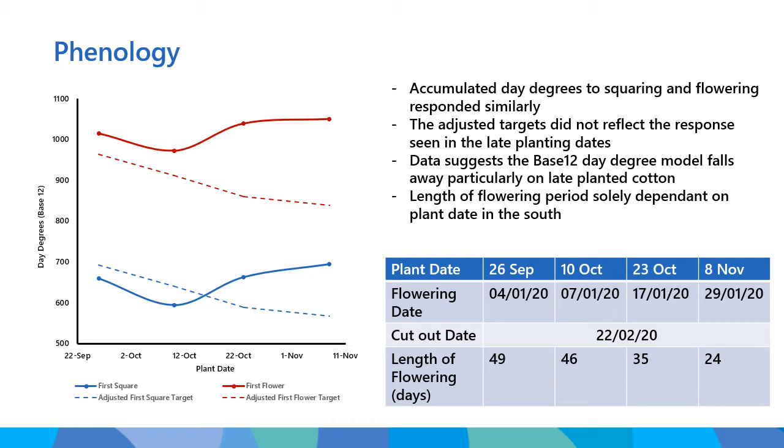The length of flowering period is solely dependent on planting date here in the south. We chose a cutout date early February to try and knock our cotton on the head. It was going along pretty smoothly and didn't really want to pull up, and had to give it a second cutout rate, which was on the 22nd of February. So really the length of flowering here is obviously greater in the earlier plant dates and tapers off with the later plant dates with that finite date of cutout.